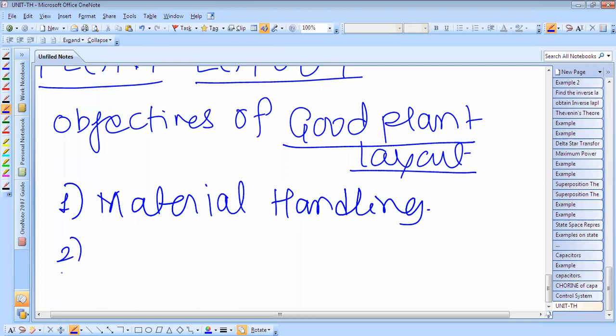Okay, there is increased flexibility for changes in product design and future expansion. There is proper utilization of the workplace, and there are improved work methods and reduced production cycle times. Plant maintenance is simpler. So all these are the objectives of the good plant layout.